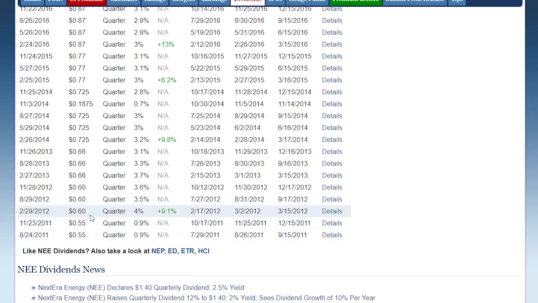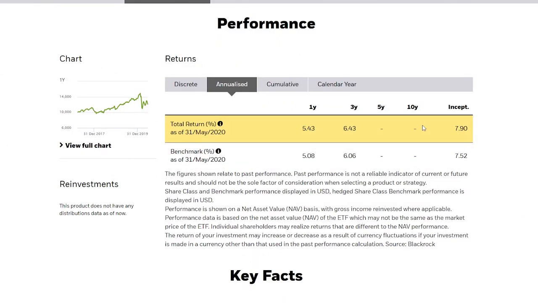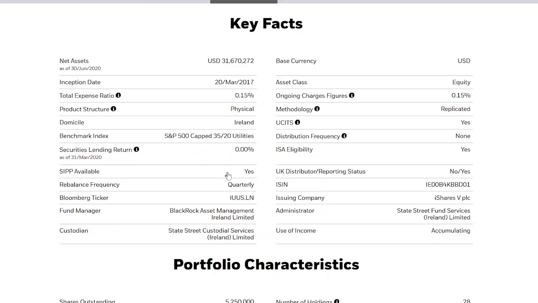The other reason this ETF is good is that most of the utility companies are actually dividend paying companies, and they have steadily increased their dividends throughout the years. However, IUUS doesn't distribute dividends. Instead, it accumulates them, meaning that it reinvests its dividends back into itself. And that's actually a good thing, because by doing so, it will have the compounding effect automatically. This ETF has an annualized performance of around 7% since inception, has an expense ratio of 0.15%, which is pretty low. Overall, this ETF will be very stable.